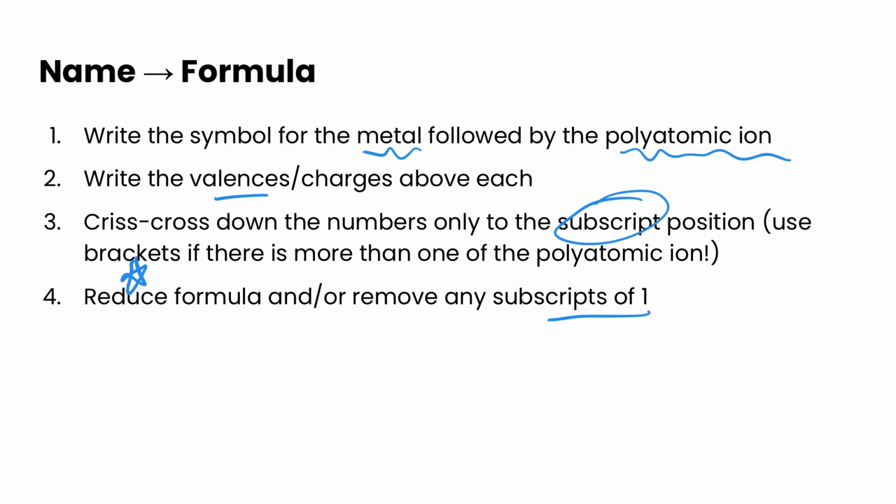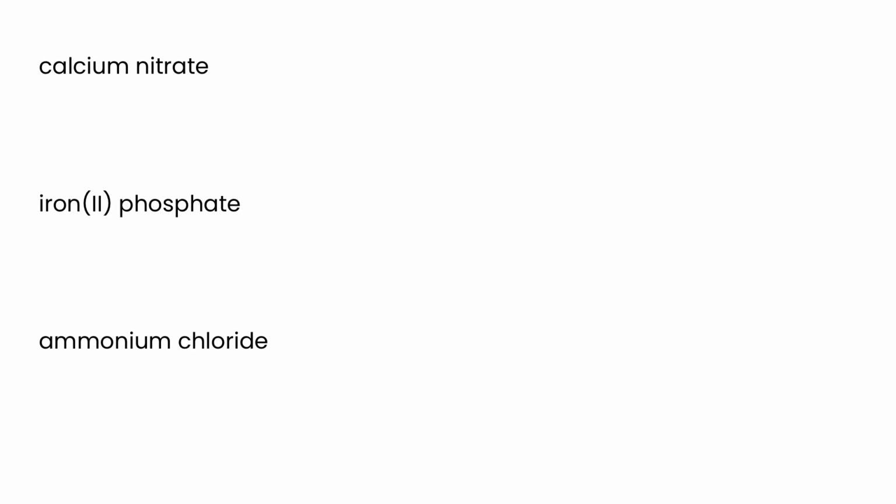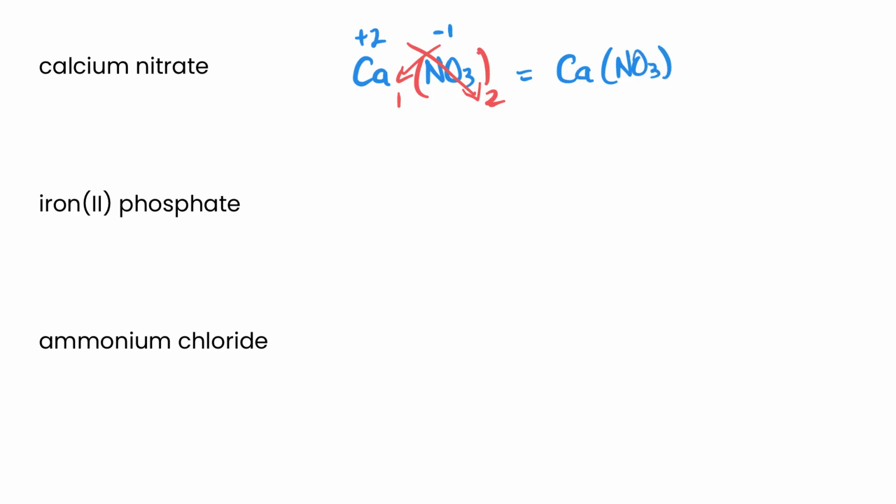So let's take a look at some examples and see how this works. Our first example here, calcium nitrate. Okay, so calcium Ca and nitrate is NO3. Calcium's a +2, nitrate's a -1. We're going to crisscross those numbers down. Okay, so that gives calcium 1 and gives the nitrate 2. And because we've got more than one polyatomic ion, we're going to have to use brackets. Okay, so the final formula for this is going to be Ca(NO3)2. If you didn't include the brackets here, it would look like you had 32 oxygens, which does not make sense. So do not do that.